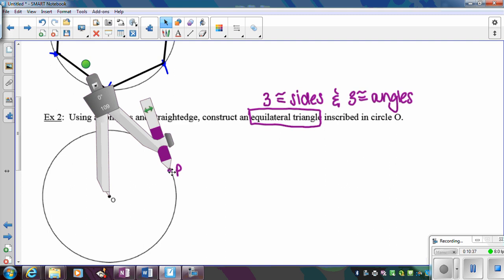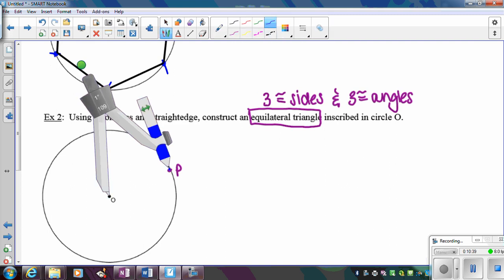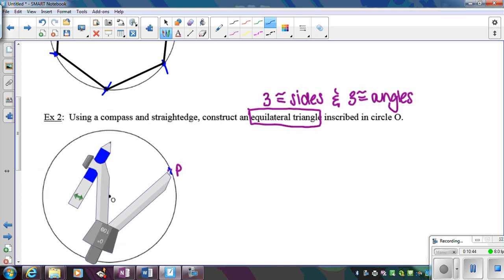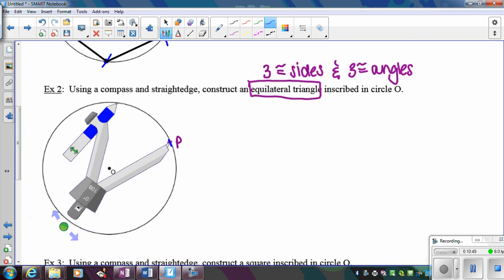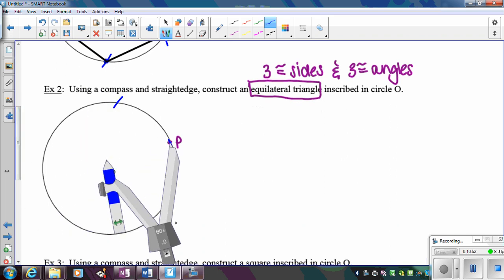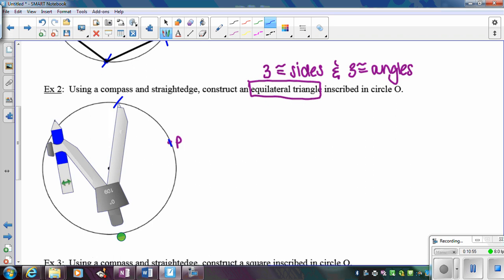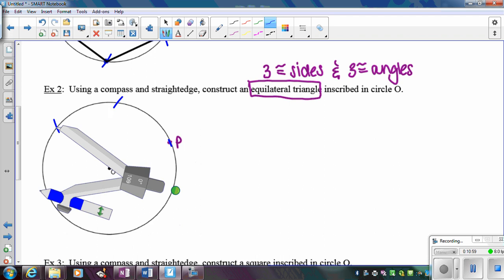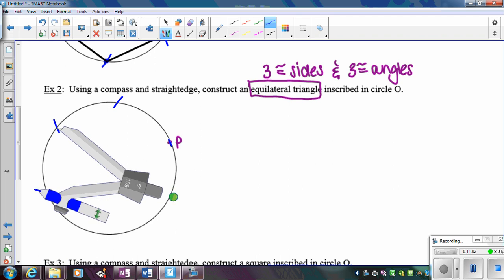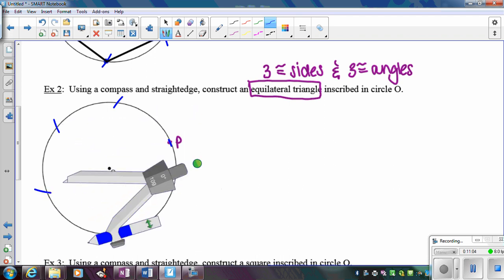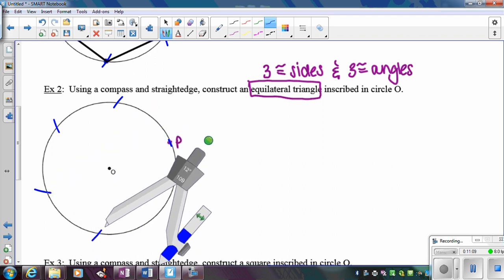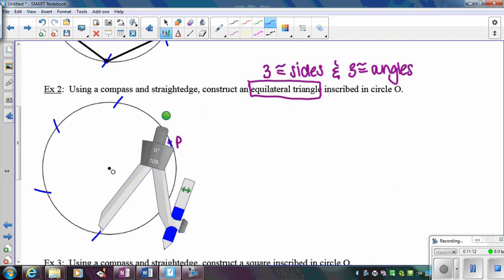So here's my first measurement. Then I'm going to take and mark this around the circle. And just continue this. So making sure, again, I'm trying to make sure that metal point is right on that intersection. Go all the way around the circle until you get back to point P. Keeping your compass exactly the same opening or the same width, meaning the radius of the circle.